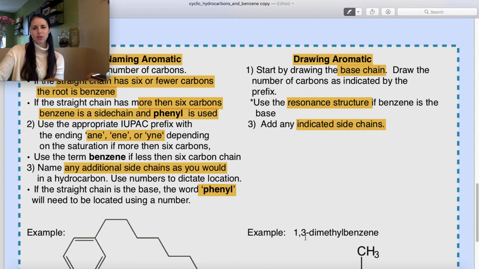We have 1,3-dimethylbenzene. So I see benzene at the very end. We always read backwards. This implies that benzene is going to be that base. I see a methyl group. I actually see 2 methyl groups. So this yl tells me that it's a side chain. Dimethyl tells me that I have 2 single carbon side chains, and those single carbon side chains are on carbon 1 and they're on carbon 3.